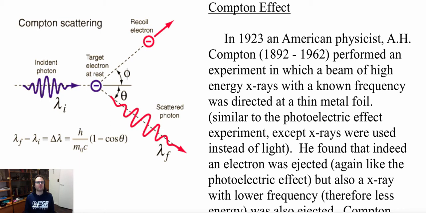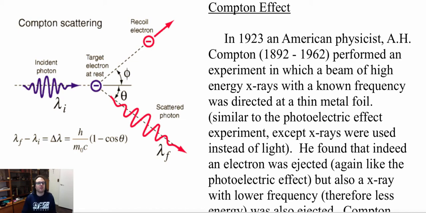Well, in 1923, an American experimental physicist named Arthur Holly Compton performed an experiment in which a beam of high-energy X-rays was shot at a thin piece of metal. Now if we look at this, this is very similar to the photoelectric effect, except instead of using light rays, we used X-rays, which we know have a shorter wavelength and a higher frequency. Now, he found something very different here. Yes, still an electron was liberated, but something else happened.